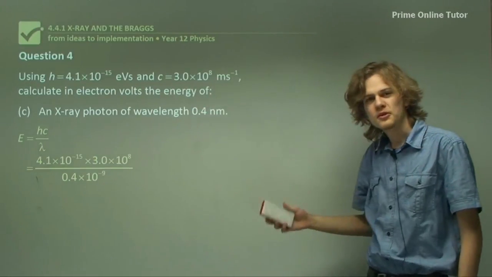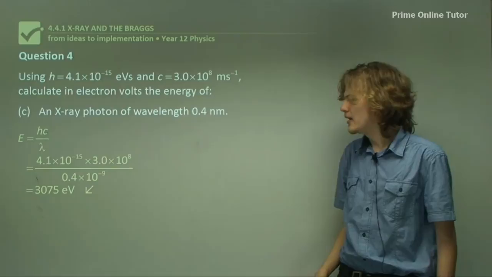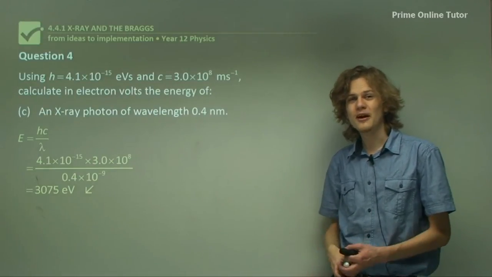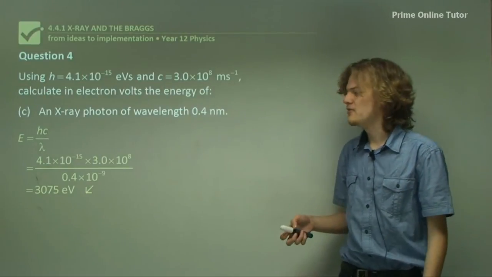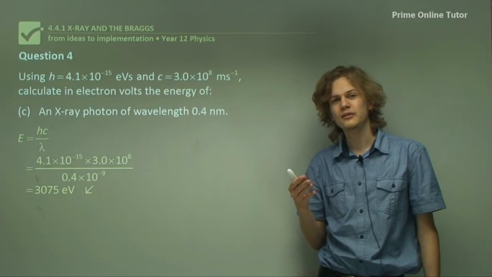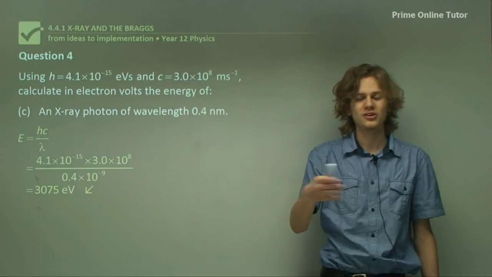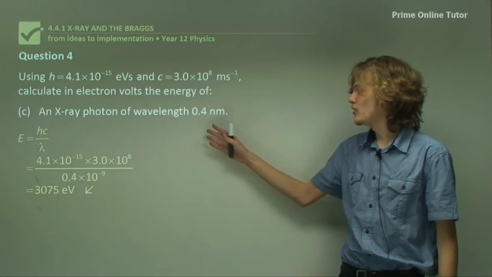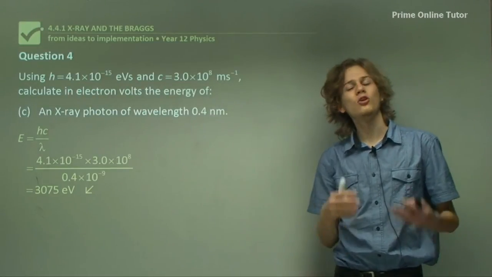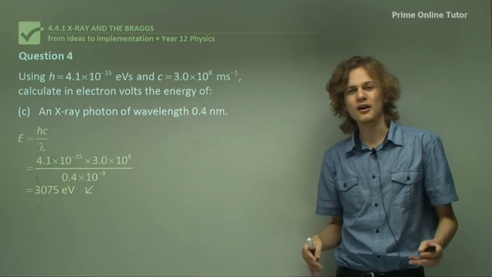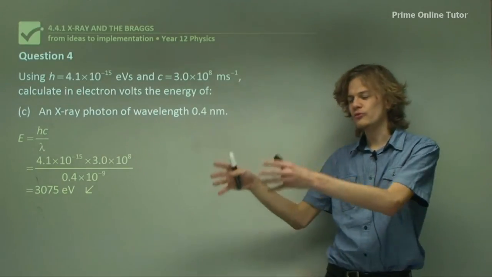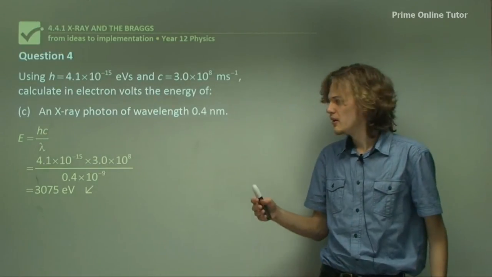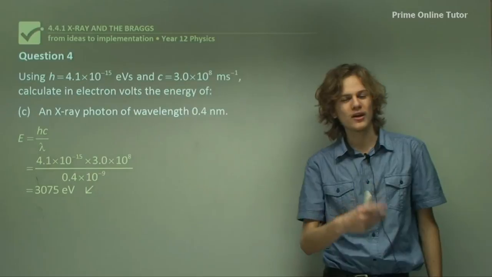So we throw the whole expression into our calculator, and we end up with 3075 electron volts, which you can see is about 1,000 times bigger than the energy of a photon of visible light. And that, of course, is a million times bigger itself than the energy of a radio photon. So we can see right away that X-rays have a lot more energy than visible light. You know, of course, that ultraviolet light has more energy than visible light because it tends to sunburn you, whereas X-ray photons have even more energy than ultraviolet.